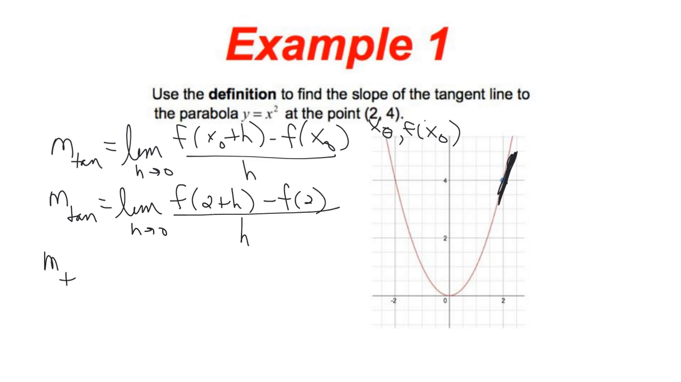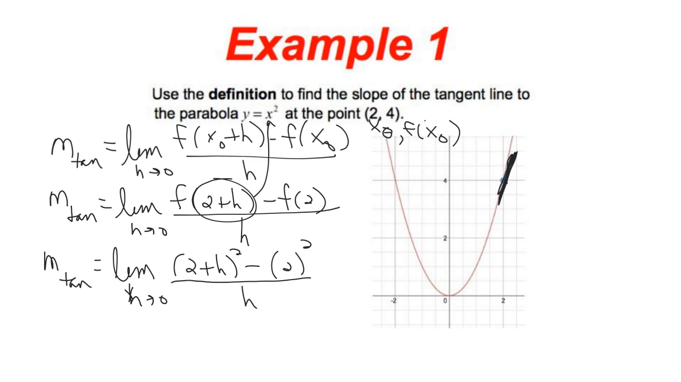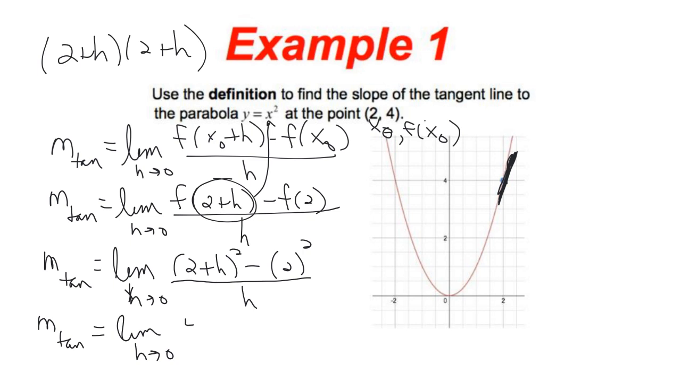So the slope of the tangent line is going to equal the limit as h approaches 0 of, and everywhere we see an x, we're going to substitute that into the quantity. So this is going to be the quantity of 2 plus h squared minus 2 squared over h. When we square that, that's the same thing as 2 plus h times 2 plus h. So I'm going to FOIL that. So this is 4 plus 4h plus h squared minus 4 all over h.